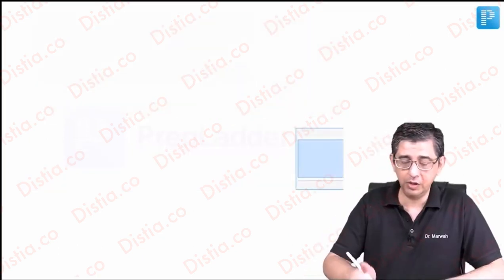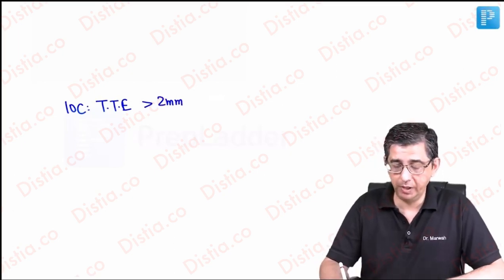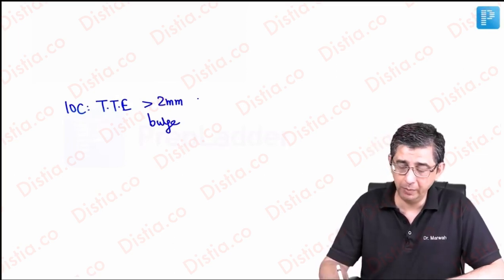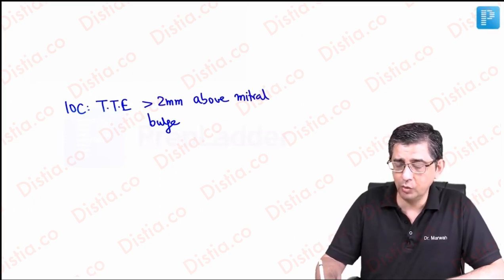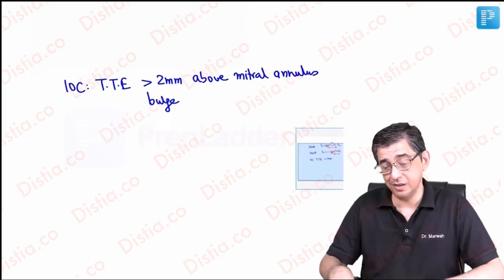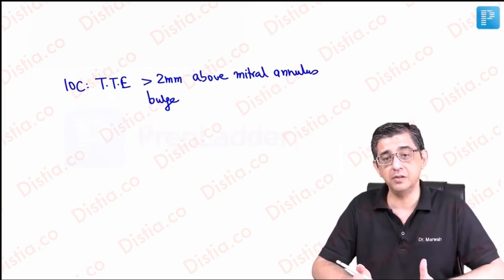We will now be focusing on the investigation of choice for this condition. That would be transthoracic echocardiography. The echocardiographic criterion is that the minimum magnitude of bulge of the valve should be more than 2 millimeters above the mitral annulus. We can also do a transesophageal echocardiography in these patients, since a large number of cases might require a mitral valve repair as well.